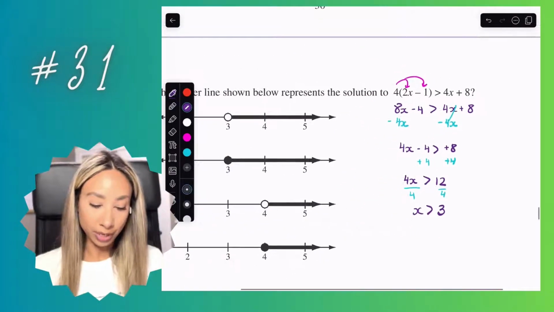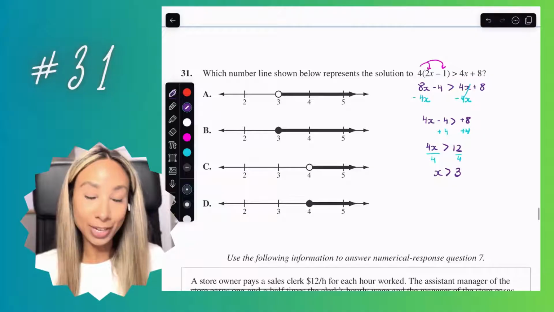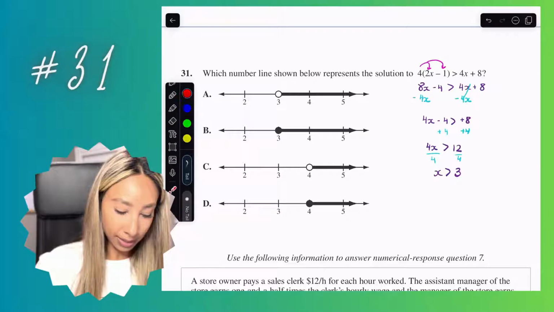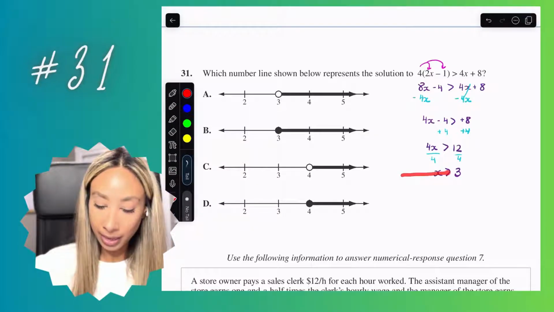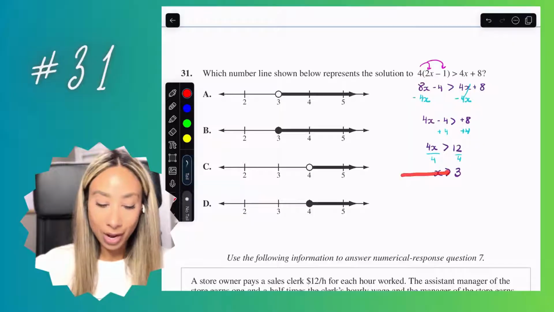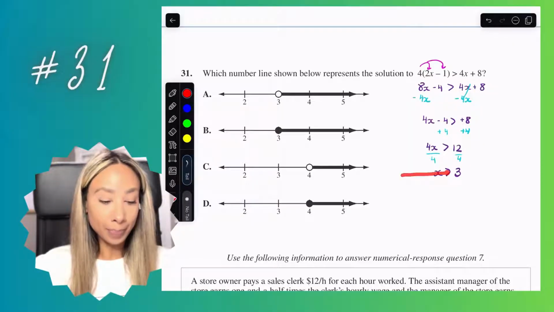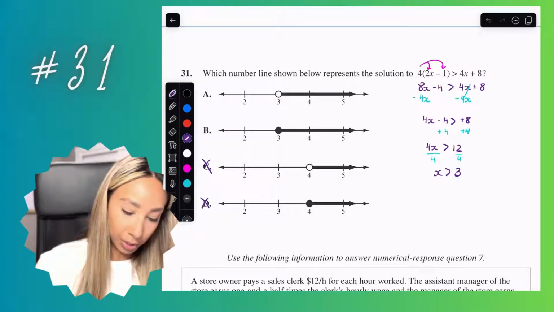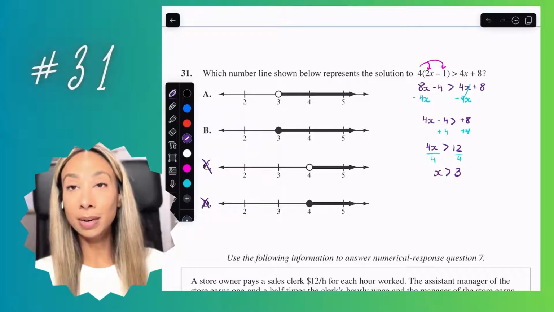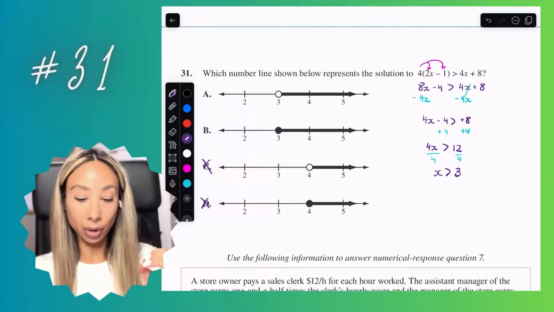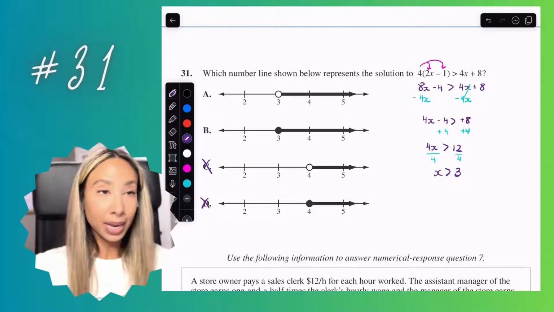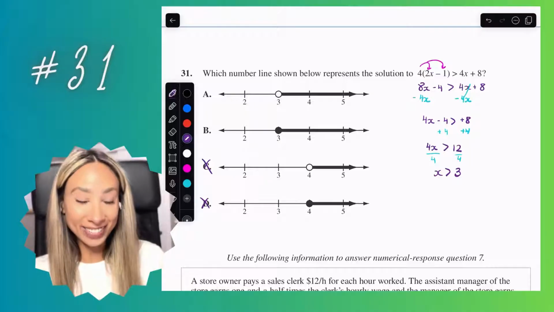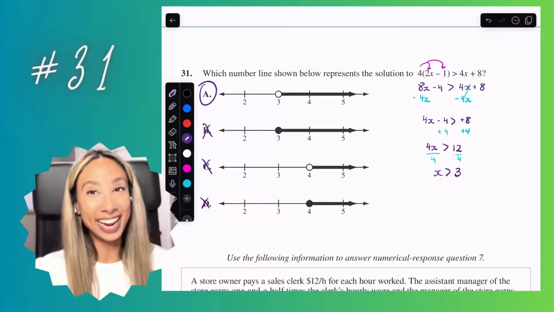Now with this question, if you haven't seen it, I do have a little trick here. What we can do is as long as our variable is on the left side, we can use that to determine the direction the arrow is going to go on our number line. That means our number line has to be pointing to the right, which means I can cancel off these two. And then we just have to decide if it's going to be a solid circle or just a circle. Because there's no line underneath it, it's not going to be a solid circle. So it's going to be option A.